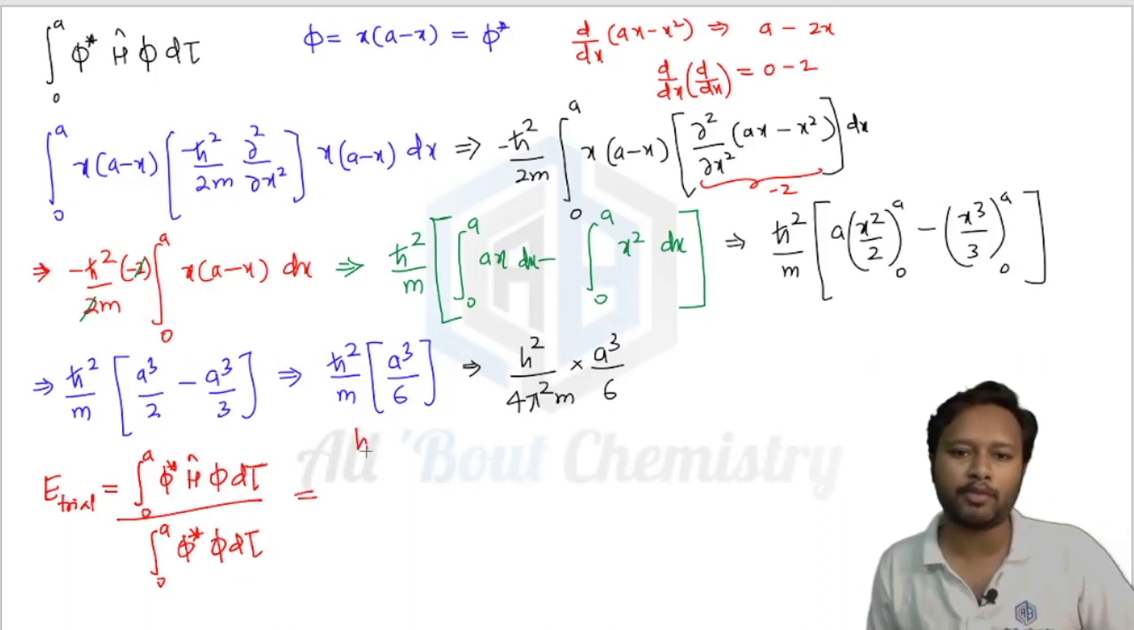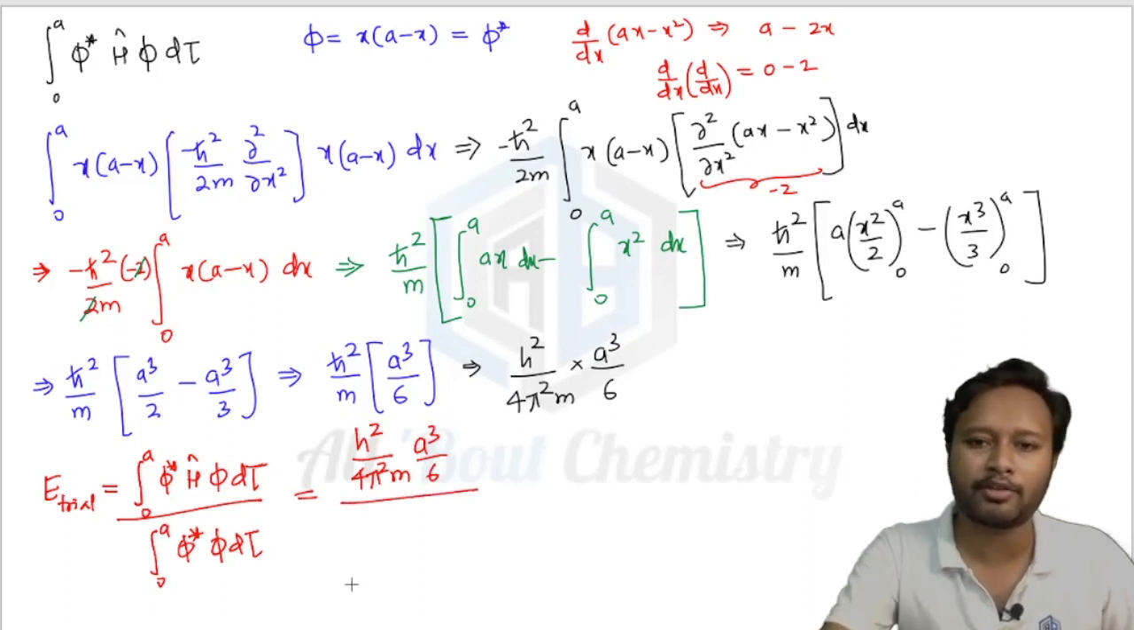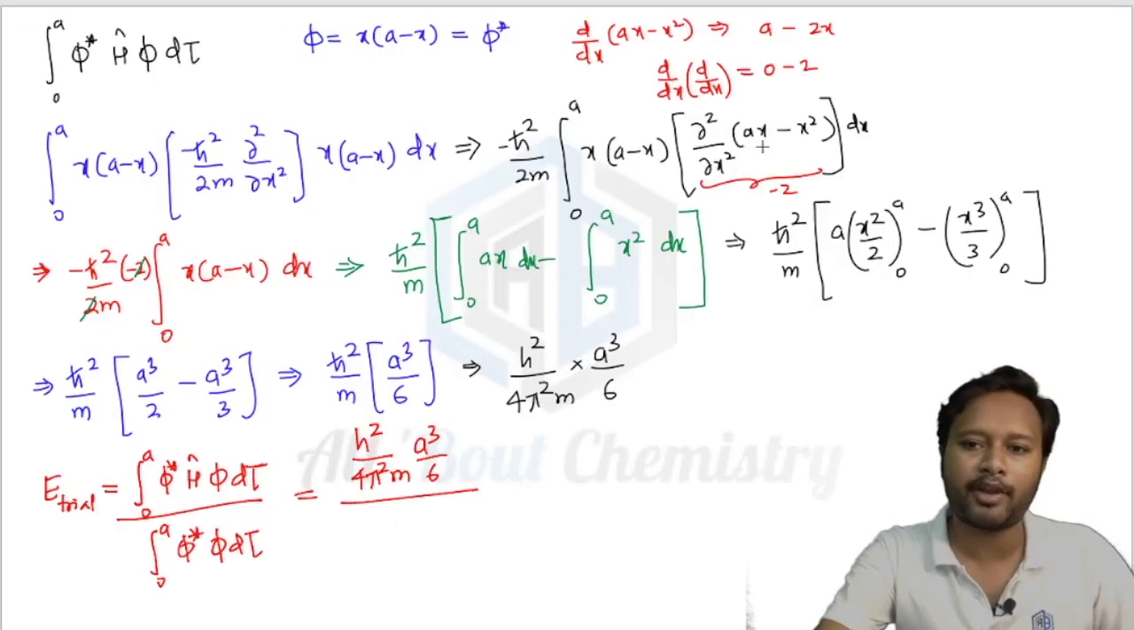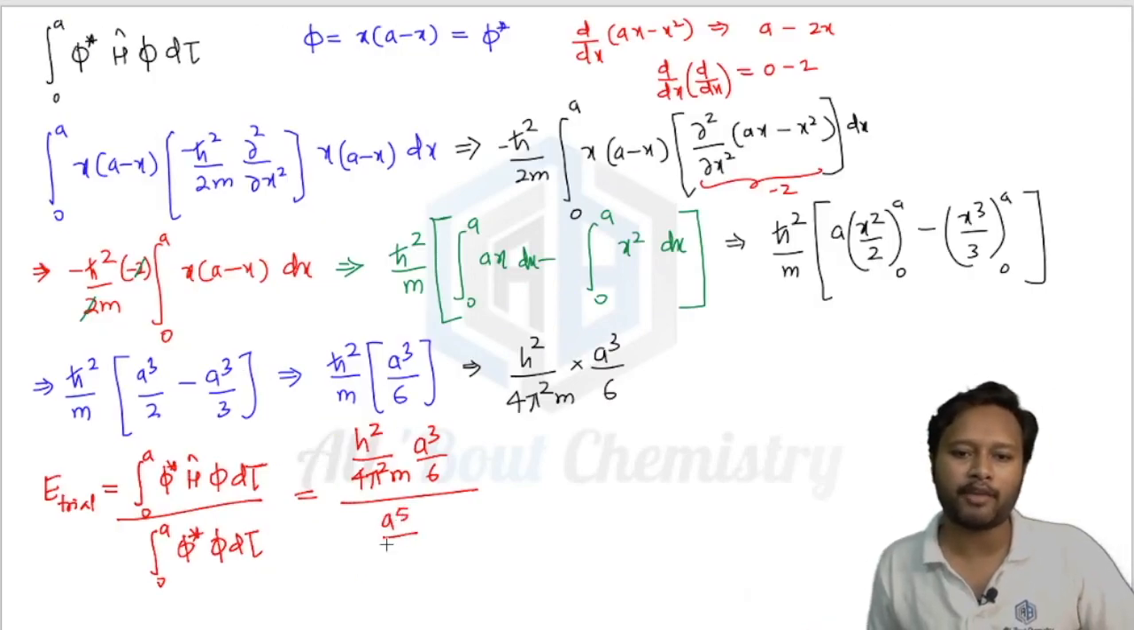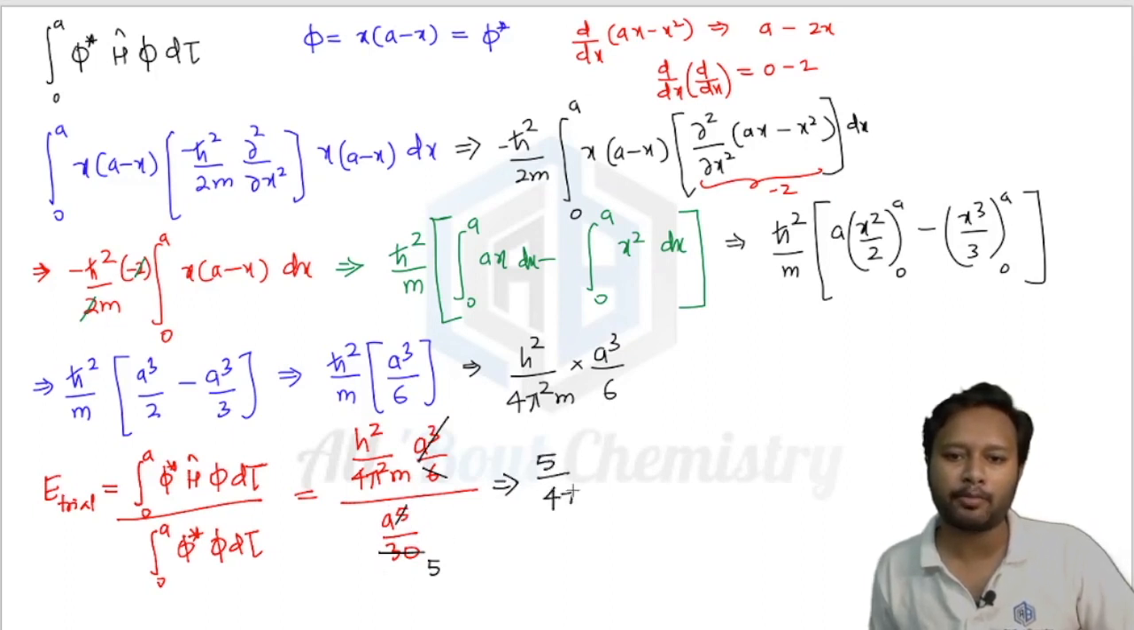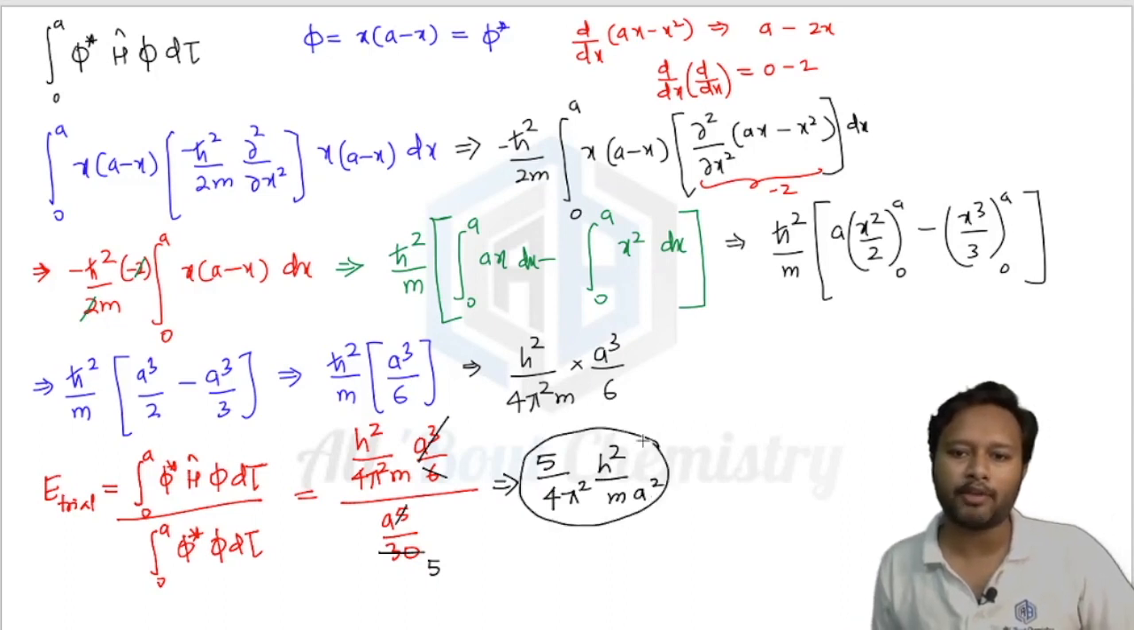The numerator part came out to be h square upon 4 pi square, m a cube upon 6, and the denominator part has a particular value which is already given to you in the question. It's a to the power 5 by 30. So let's put it. We can cancel out a few things, right? 6 5 times will get cancelled, and if you cancel the powers, the 3 power will be cancelled out by 2 times. So what you are going to get is 5 by 4 pi square, h square by m, upon a square. This is going to be the value of your E trial.